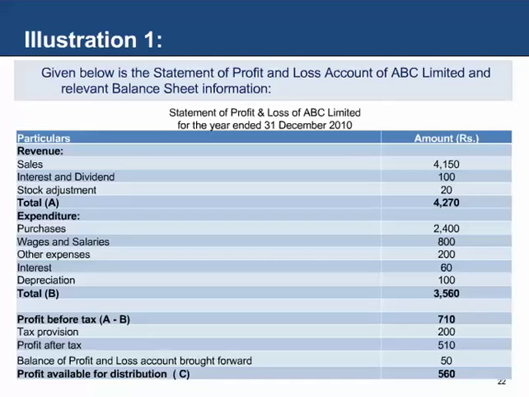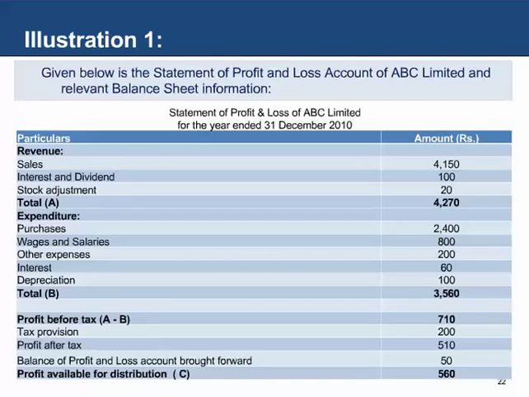So statement of profit and loss of ABC Limited for the year ended 31st December 2010 is given as revenue items. Sales is 4150, interest and dividend is 100, stock adjustment 20, total of revenue is 4270. Expenditure: purchases is 2400, wages and salaries is 800, other expenses 200, interest 60, depreciation 100. So this total is 3560. Profit before tax comes out at 710.